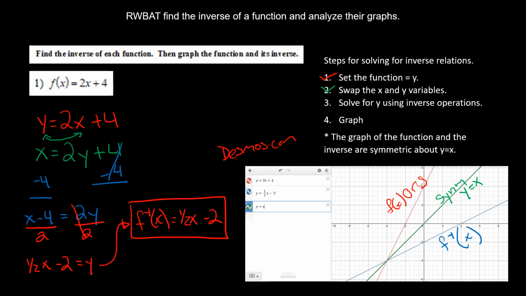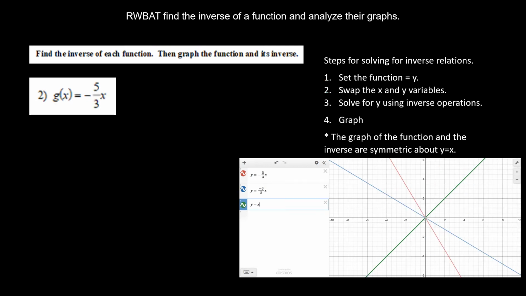In other words, guys, what you want to think of symmetry is it's the line that acts like a mirror. It's the same distance from here to here as it is from here to here, and vice versa. So if you're able to graph your function and your inverse function, and you can slice it right in the middle with y equals x, you did that correctly. Let's go ahead and do another problem together.